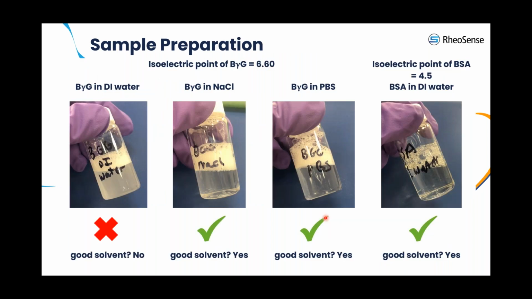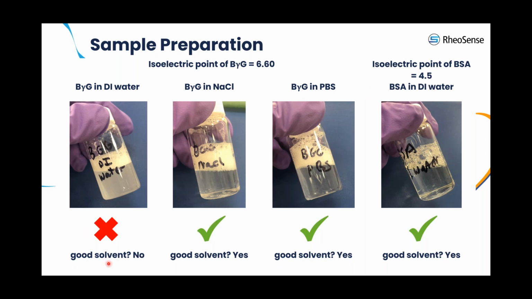Let's now take a look at the solubility of BGG, bovine gamma globulin, and BSA, bovine serum albumin, as model proteins in different solvents. So these are some examples showing sample preparation. So now the question is, is DI water a good solvent for BGG? The short answer is no.